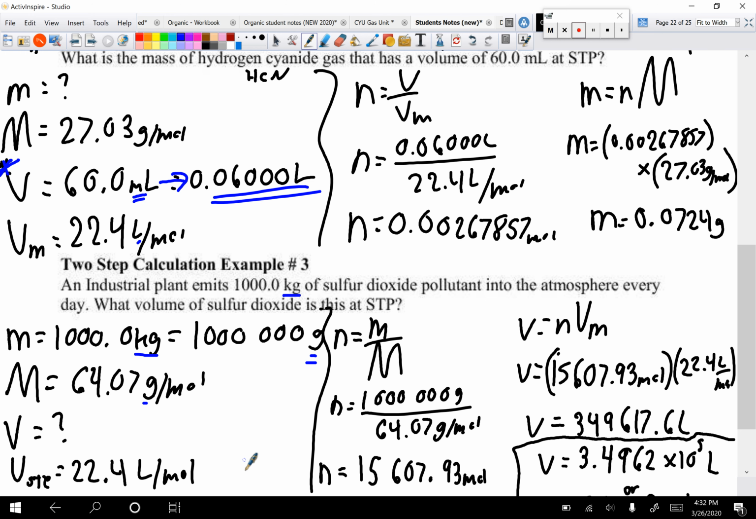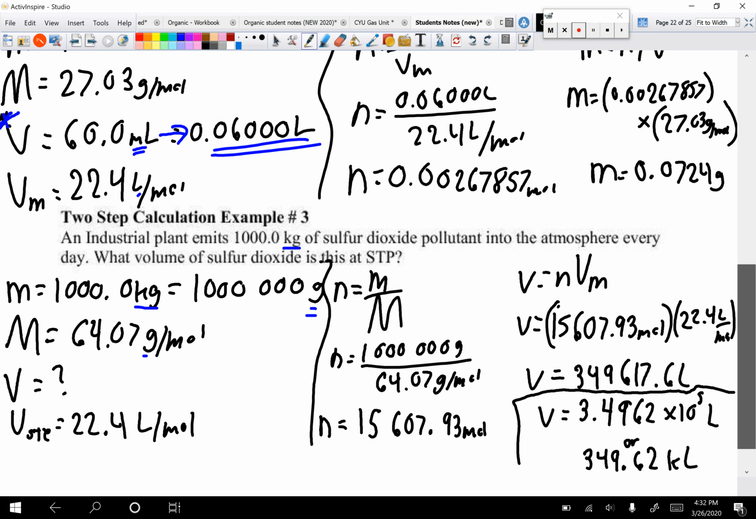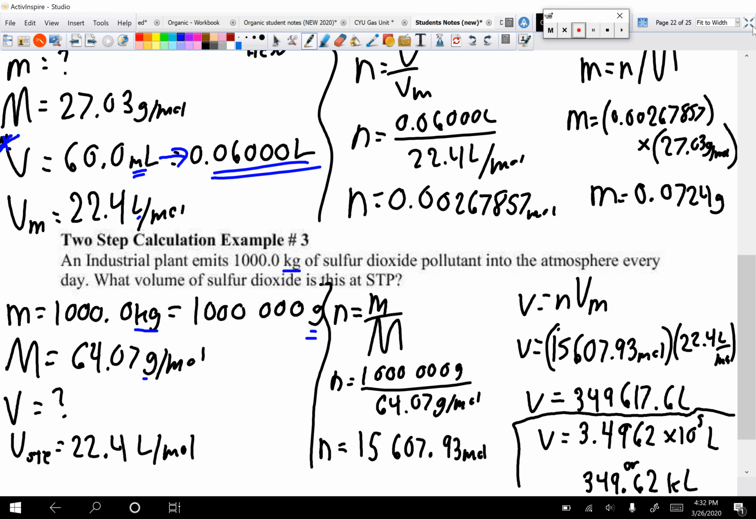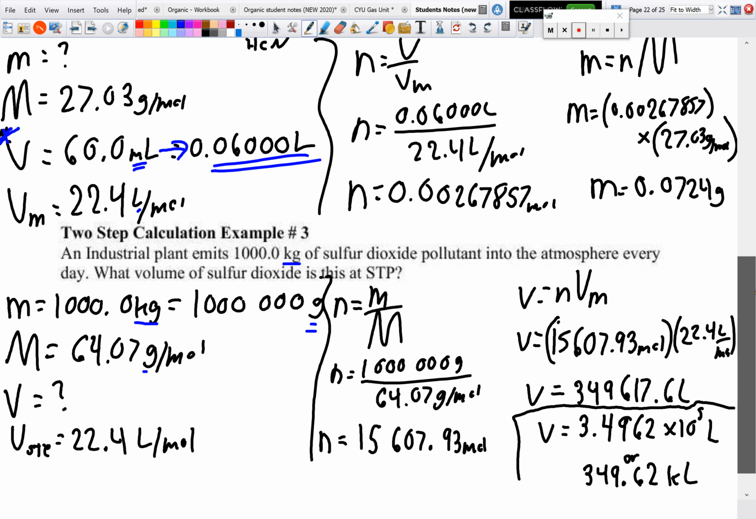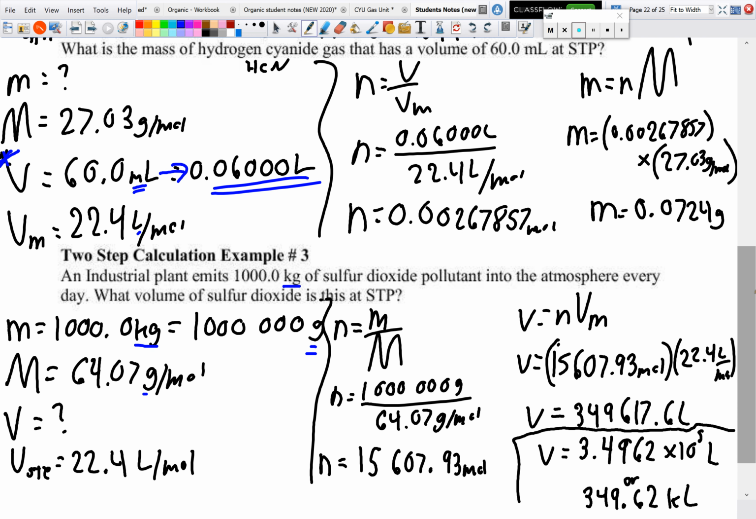All right. Now you can use dimensional analysis for all of these as well. So if you tried it using dimensional analysis and you're still getting those answers, awesome. If you're still not sure how to do it with dimensional analysis, just fire me off an email and I can send you the workings for those as well.